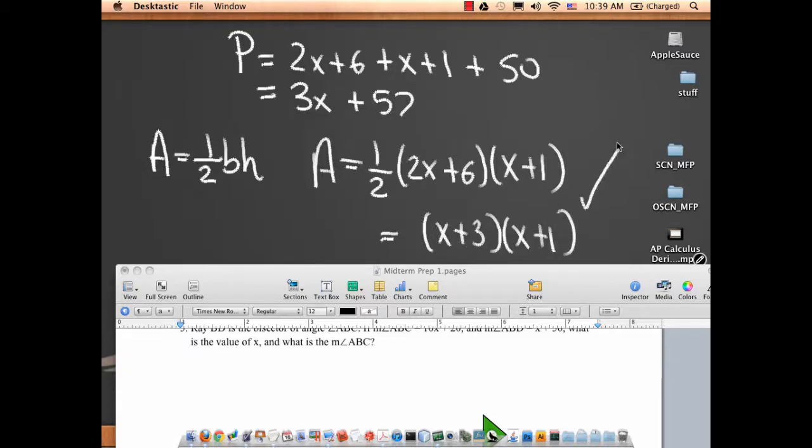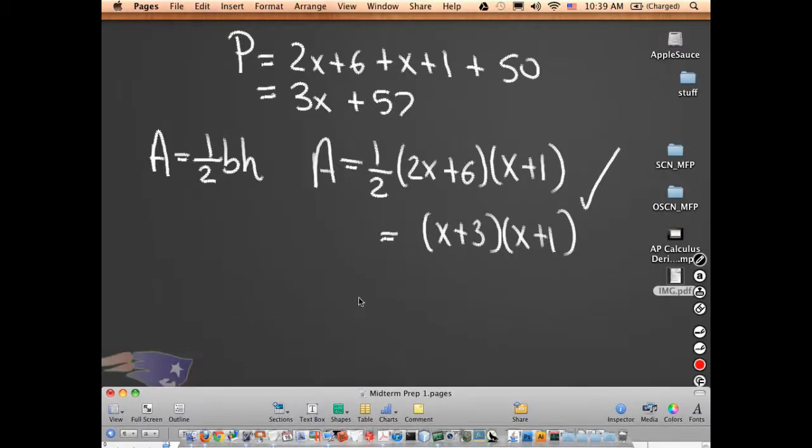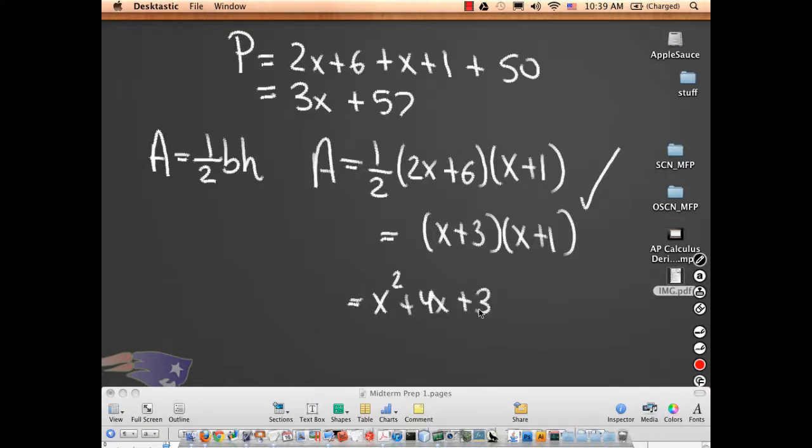I would like you to at least be able to get that far. You don't have to FOIL that out. You can leave that as is. What would be the answer if you FOILed it out? If you FOILed it out, the answer would be x squared plus 4x plus 3.